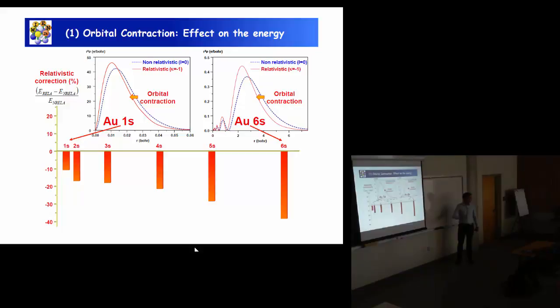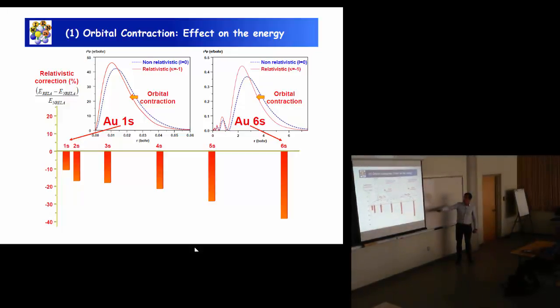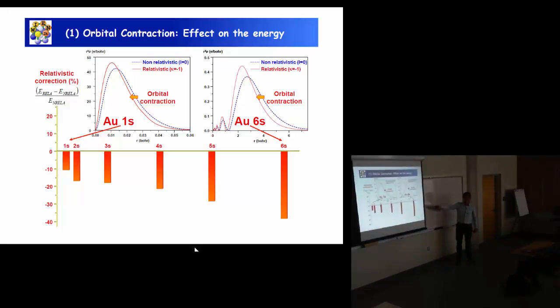So when you do scalar relativistic calculations, you treat properly the core states. And by treating properly the core states and by orthogonality condition, you will have a good treatment of the 6s orbital, thus of your valence electrons, okay? Without doing spin orbit. But if you do not do scalar relativistic calculations, this will not be correctly described.